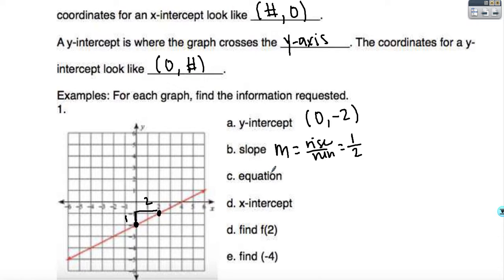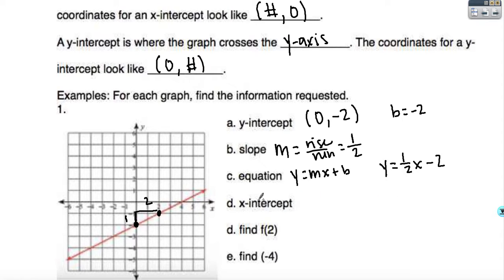Now the next question asks me for my equation, and so when I ask you for your equation, you always want to write it as y equals mx plus b. So the good thing is we just found all the pieces that we need for that, because our m is our slope and our y-intercept is our b. So you might write this as b equals -2 for part A. So when I write the equation, it's going to look like y equals 1 over 2x. I could put plus -2, but really it's just -2. So your equation for this line would be y equals 1/2 x -2.